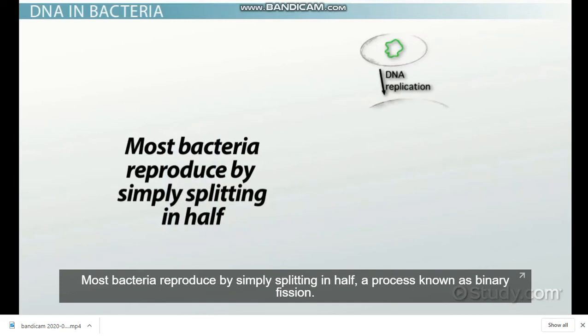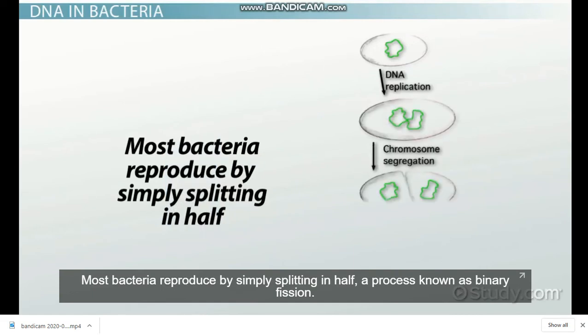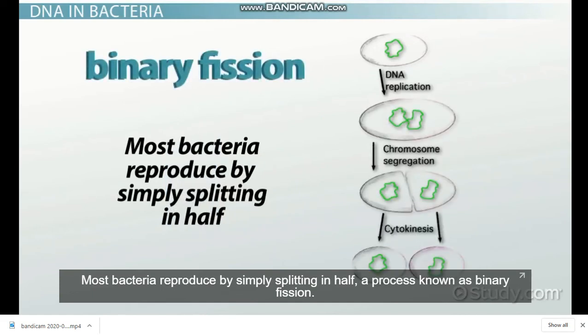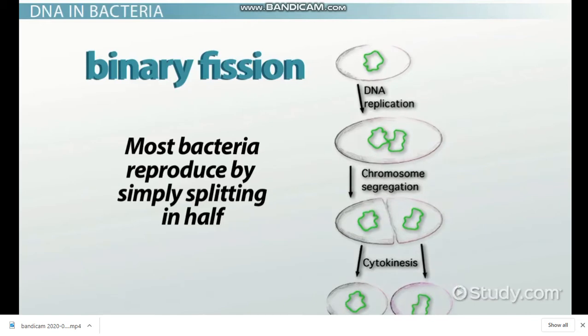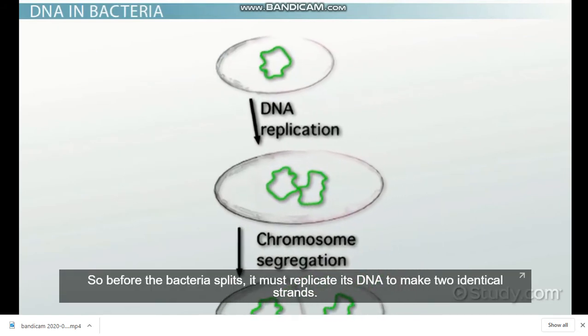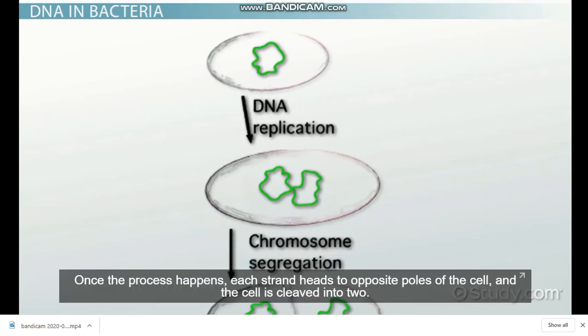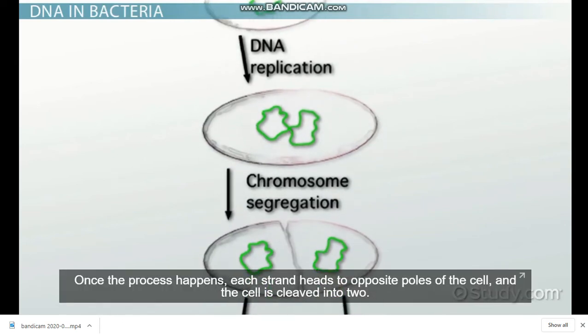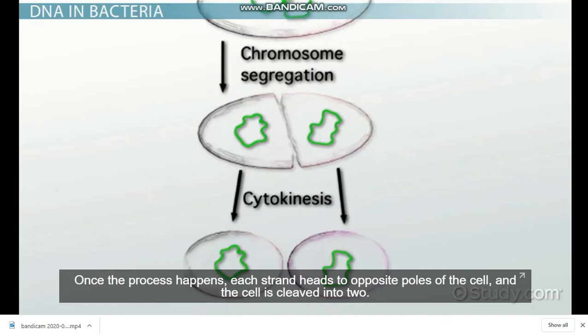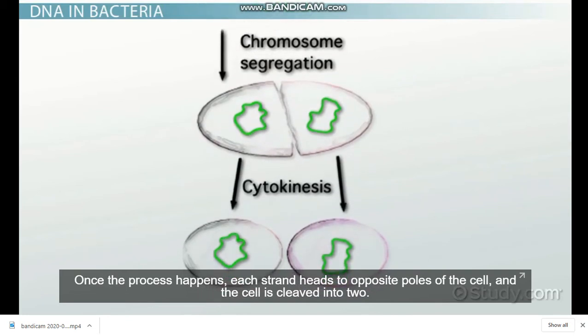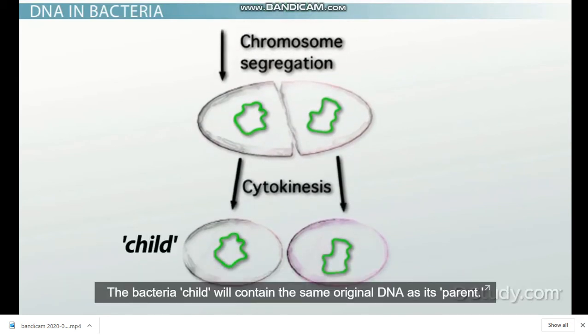Most bacteria reproduce by simply splitting in half, a process known as binary fission. From a biological standpoint, reproduction is really about passing along genetic information. So before the bacteria splits, it must replicate its DNA to make two identical strands. Once the process happens, each strand heads to opposite poles of the cell, and the cell is cleaved into two. The bacteria child will contain the same original DNA as its parent.